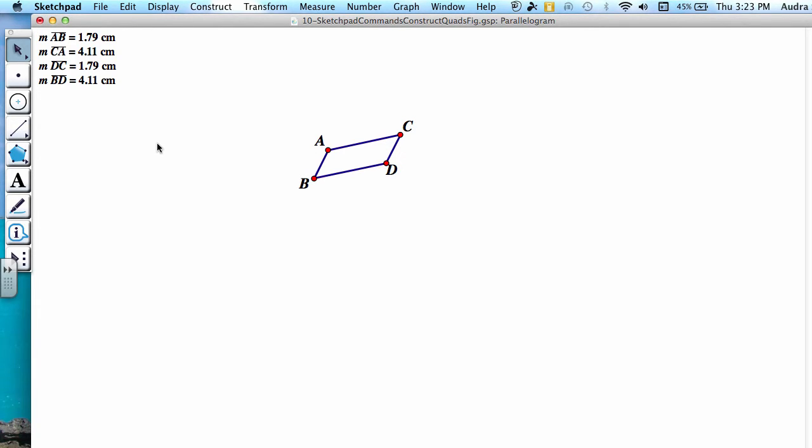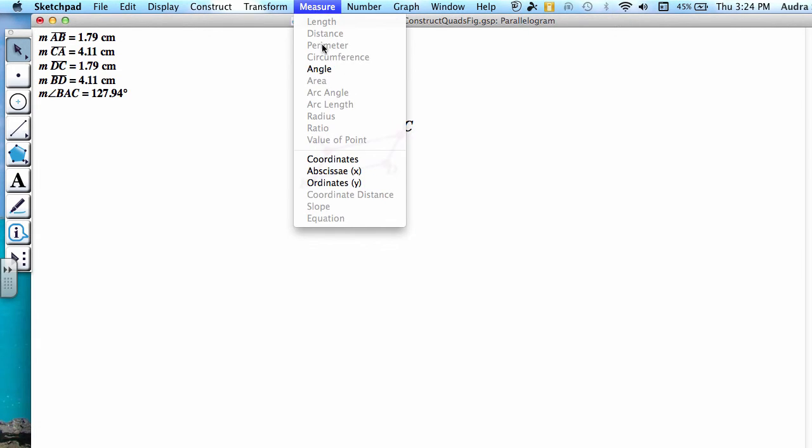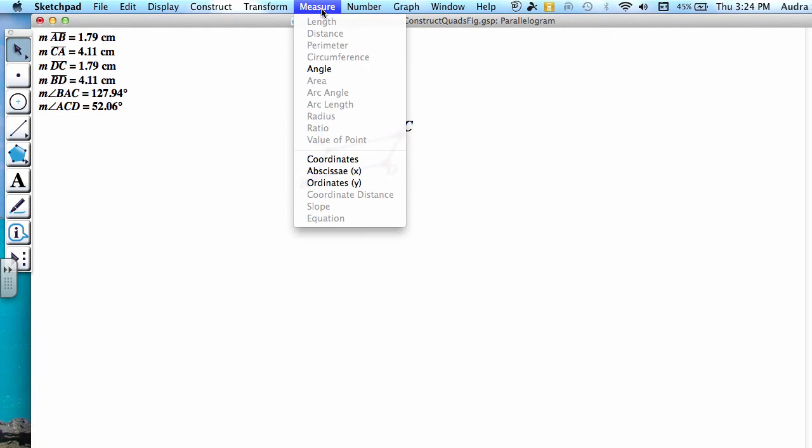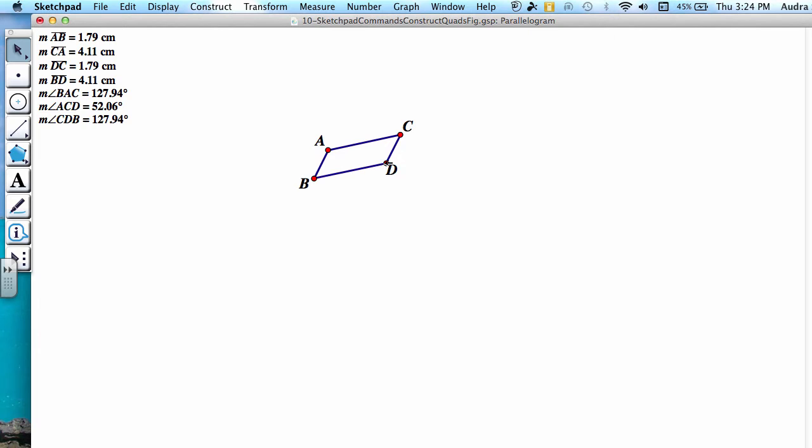Now let's do each angle individually. In order to do so, you have to select the three points, and they have to go in order, with your middle point being your vertex. So if I want to do angle A first, I have to do, say, B first, then A, then C, and then go to Measure Angle. And I'm going to keep going around: ACD this time, Measure Angle, CDB, Measure Angle, and the last one, DBA, Measure Angle.